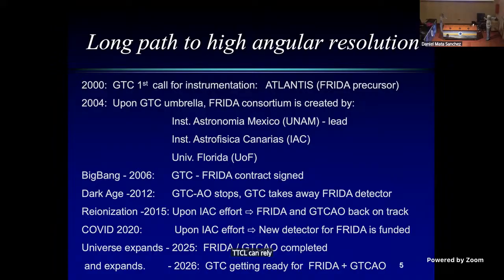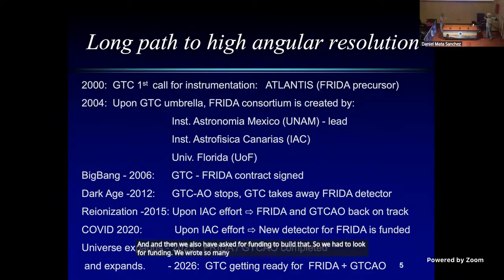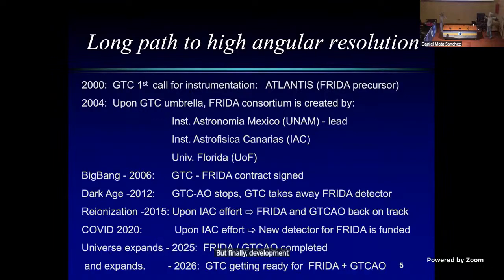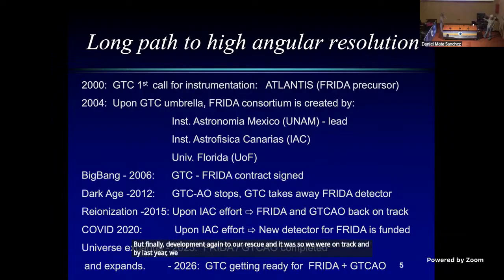And then GTC should have asked for funding to build, or give us, a detector. It was not doing that. So we had to look for funding. We sent many proposals to get funding for a new detector. It's very expensive, $1 million. But finally, the government has come again to our rescue, and it was going to finance a detector. So we were on track, and by last year, we were complete. So FRIDA is complete, and GTCAO is complete.